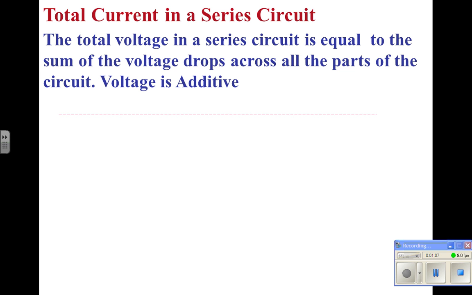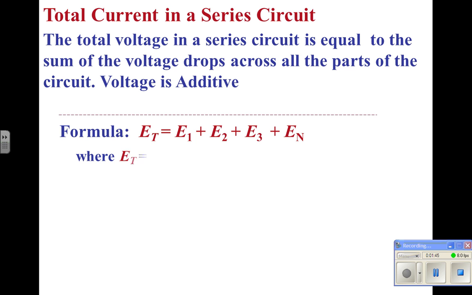Total voltage in a series circuit is equal to the sum of the voltage drops. The total voltage in a series circuit is additive. In other words, the voltage drop across resistor 1 plus the voltage drop across resistor 2 plus the voltage drop across resistor 3 is the total voltage drop. The total supplied voltage is dropped across all three resistors. So voltage is additive. ET is E1 plus E2 plus E3. E is electromotive force, or voltage, and ET is, of course, the total voltage.